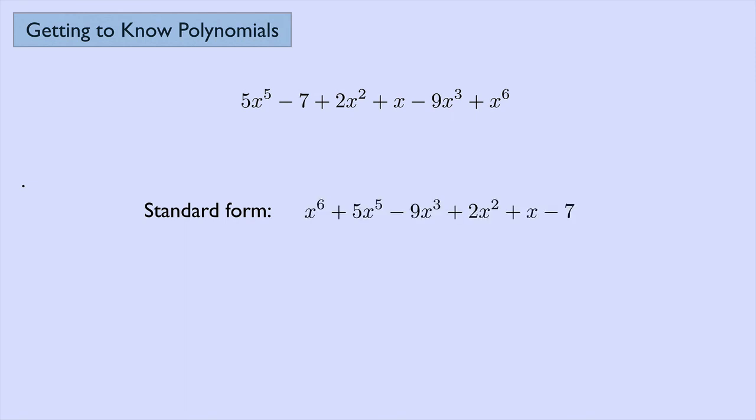So in this case, the 6 would come first, so we have x to the 6th, and then we would have our x to the 5th, and then our x cubed would come next because there is no x to the 4th power up here, and then our x squared, our x, and then our constant term, our negative 7 at the end. And now it makes it very easy to see the degree because the highest power is the first monomial term there, and so we see that this has a degree of 6.